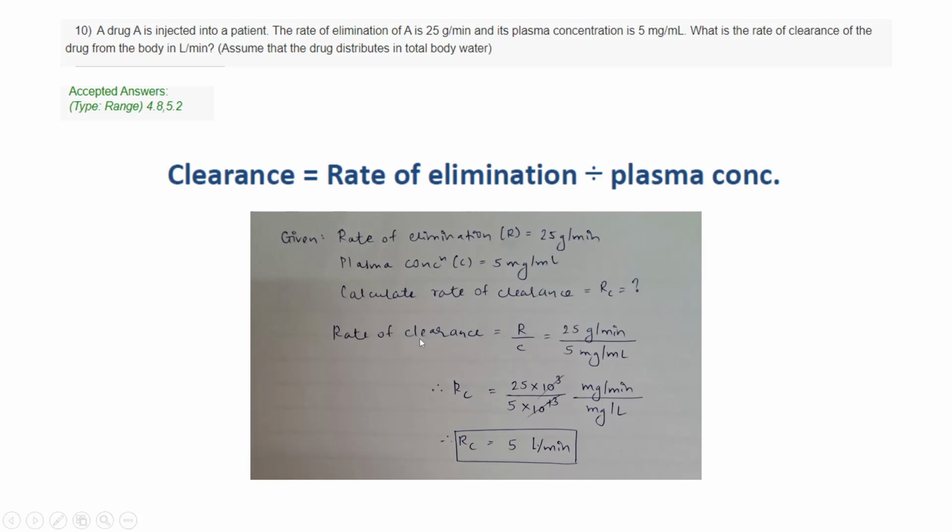So let's first list out whatever is given. We have rate of elimination as 25 gram per minute. We have plasma concentration at 5 mg per ml, and we just have to calculate the rate of clearance, which is nothing but the ratio of rate of elimination to the plasma concentration. Here, your numerator is in grams and your denominator is in mg, so I have converted gram to mg, and since this is in ml, I have converted ml to liter. So initially it should be 10 raised to minus 3, which then goes to the numerator, becomes 10 raised to 3. That just gets cut down. And your final answer should be 5 liter per minute.